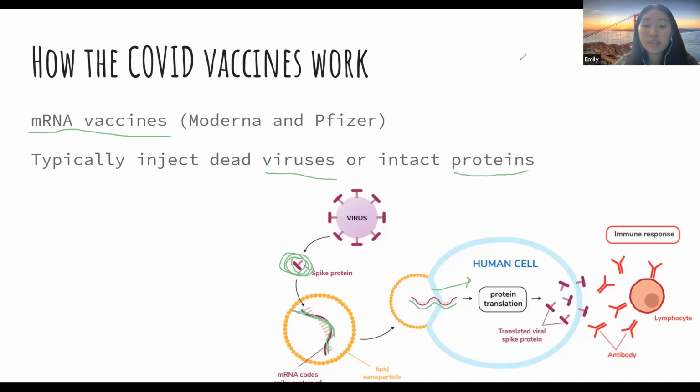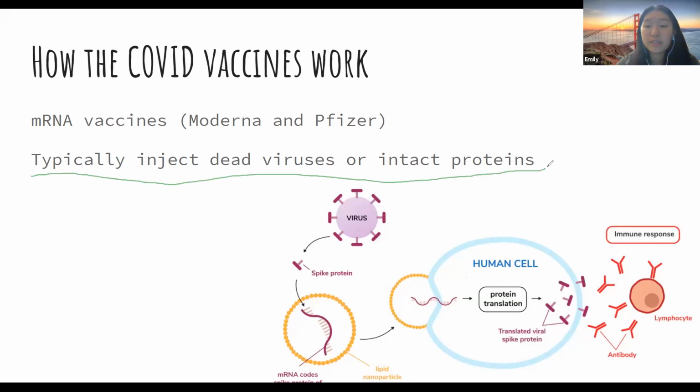The Johnson & Johnson vaccine is going to work kind of differently. It's not going to be an mRNA vaccine. It's going to use one of these older methods that I talked about, injecting dead viruses or parts of viruses or intact proteins. But yeah, all of them are effective.